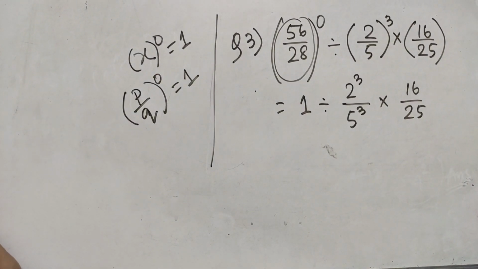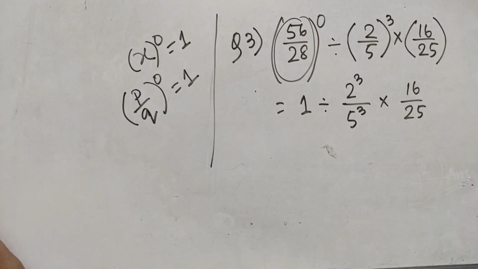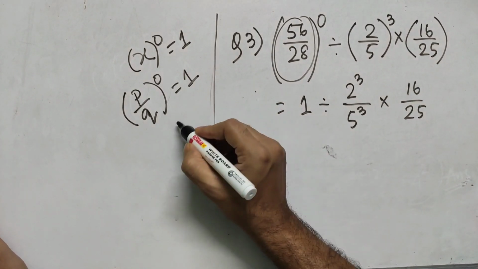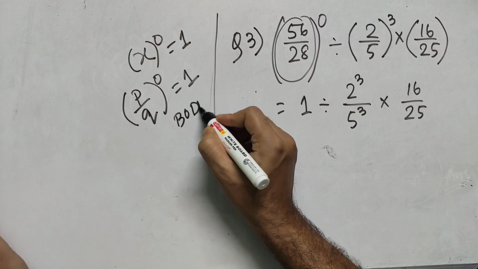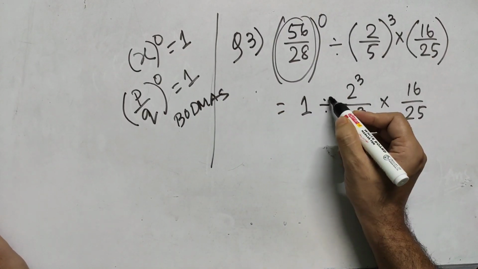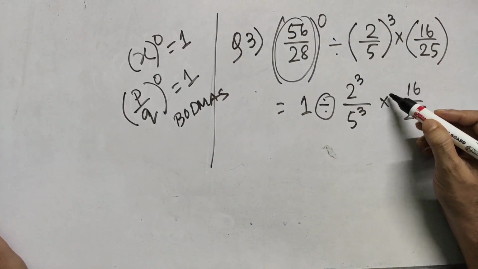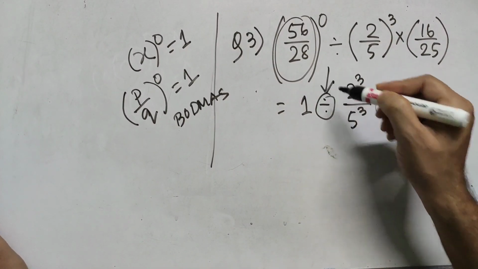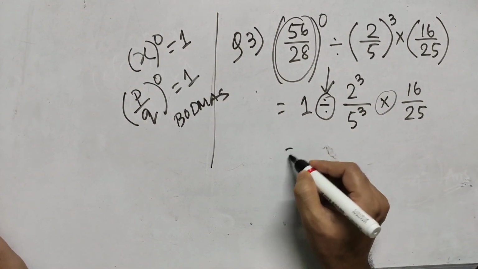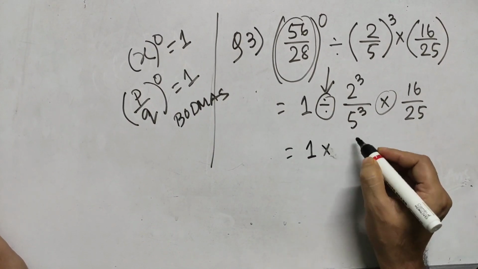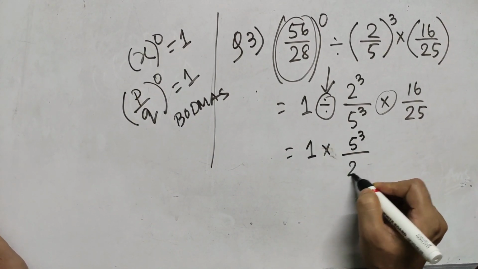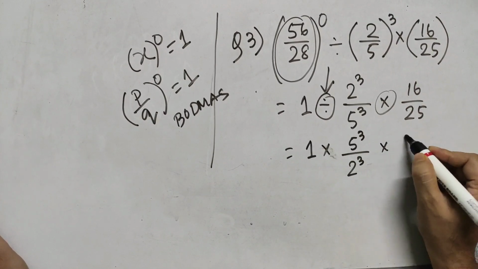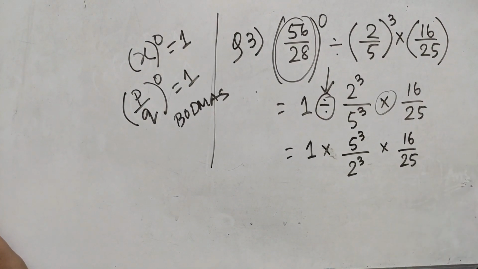Now here we need to apply the BODMAS rule, because we have a division sign over here and a multiplication sign over here. Which one to do first? You have to do division first, so it can be written as 1 into 5's cube by 2's cube into 16 by 25, right?